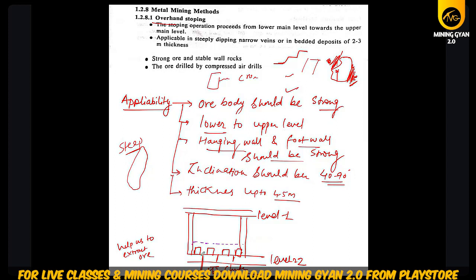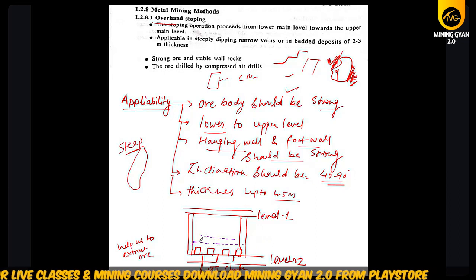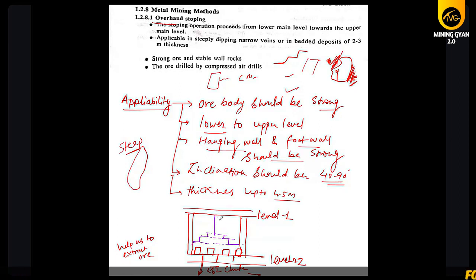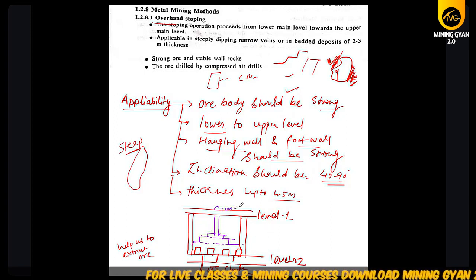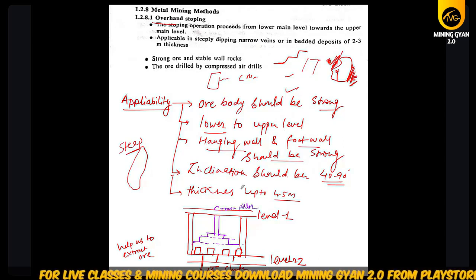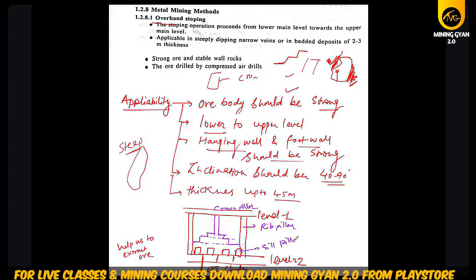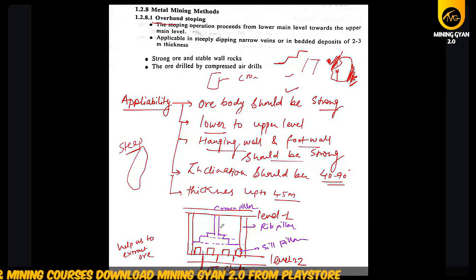Okay, then we will extract up to this, and in third we will extract this. So like this. Okay, this is your crown pillar, this is your rib pillar, and this is your seal pillar, this is your chute. And okay, so if I have a video I will show you.